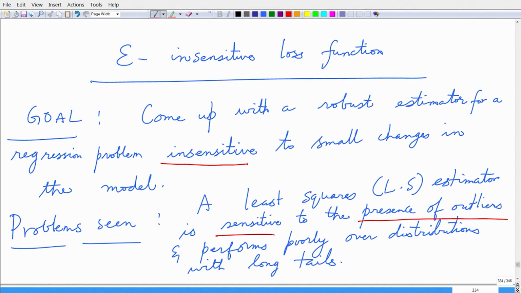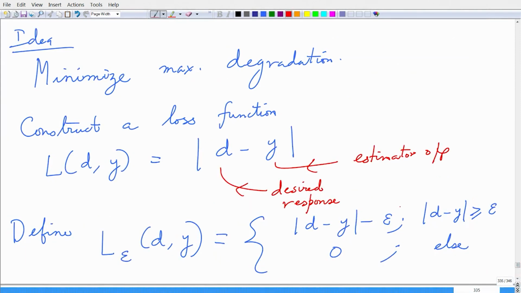So, sometimes it is better to have an error which is basically the absolute error than a square error, because a square error can kind of blow the error up, particularly when we have outliers. So, the idea is essentially as follows: we want to minimize the maximum degradation. In that sense, it is a min max sort of optimization.